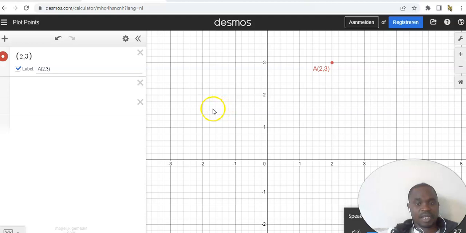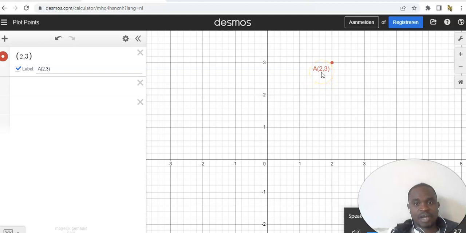Now we have what we call a Cartesian plane. This horizontal line we call the x-axis. Then this vertical line we call the y-axis. Let's repeat. This one is what? X-axis. And this one is what? Y-axis. Is that okay?